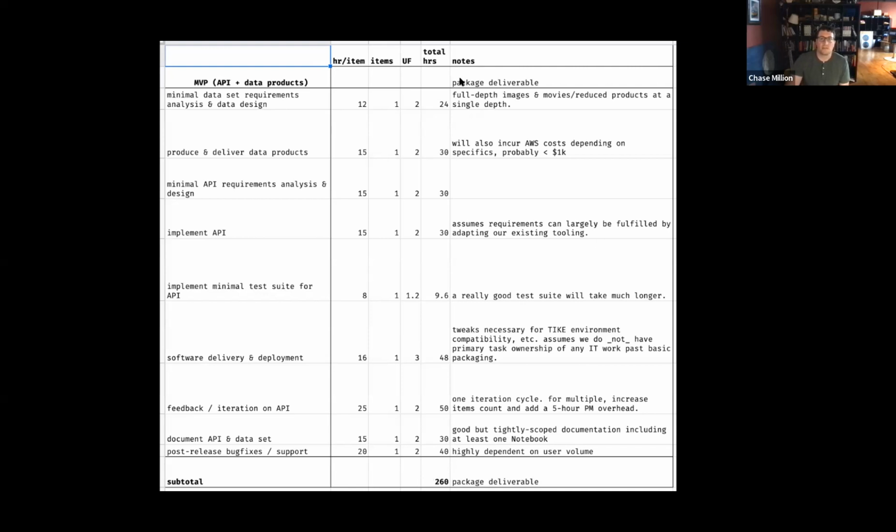We also tend to have a notes column, so we like to note in here if there's any unusual basis for the uncertainty factor. Sometimes there are huge unknowns in the project, and it could be a 2 and it could be a 4 depending on the answer to some specific question. Sometimes we can get answers to those, sometimes we can't.